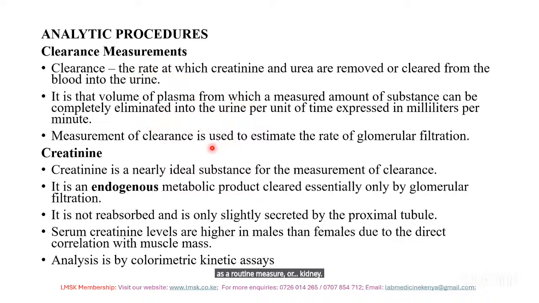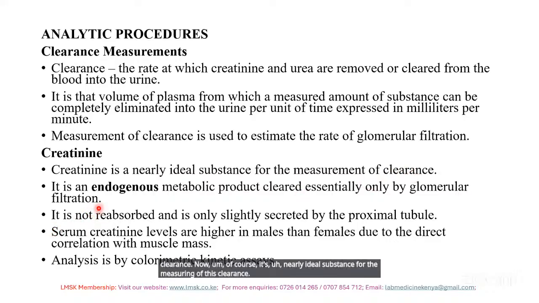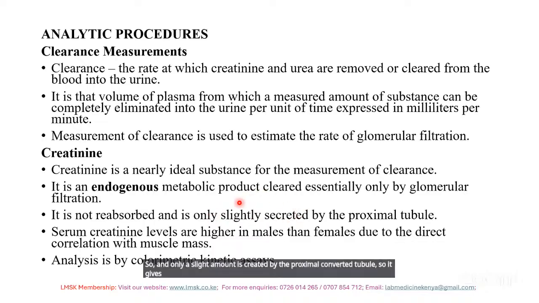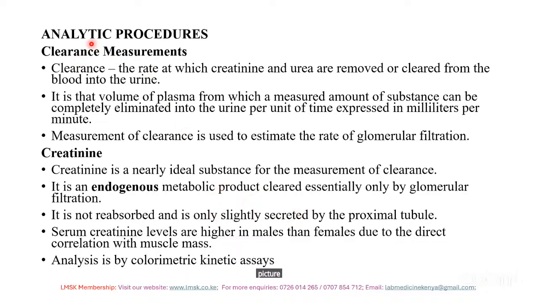Now, creatinine is a nearly ideal substance for measuring this clearance, and it's an endogenous metabolic product that's cleared by glomerular filtration and is not reabsorbed. Only a slight amount is secreted by the proximal convoluted tubule. So it gives a near clear picture of how well the kidneys are actually filtering the blood.